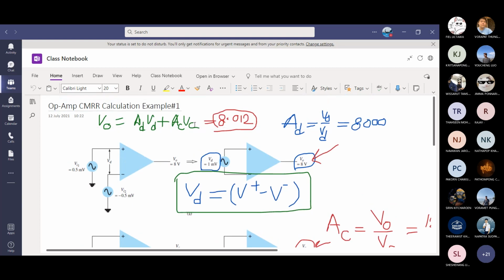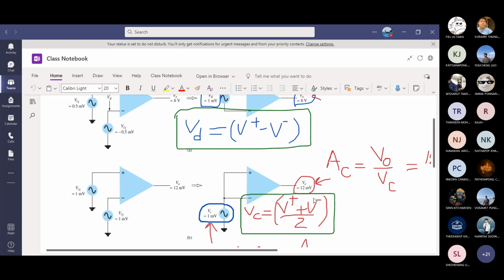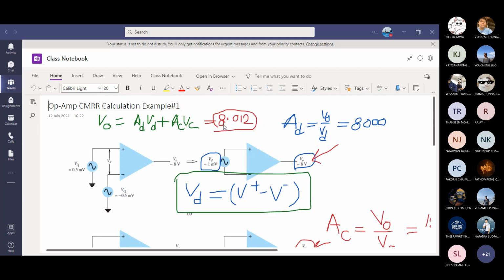When you put all the values in and add, you have the output voltage of 8.012. See, the differential output is 8 volt. So where is this 0.012 volt coming from? It is the result of the operation in the common mode. Only a tiny portion of your output voltage is coming from the common mode.